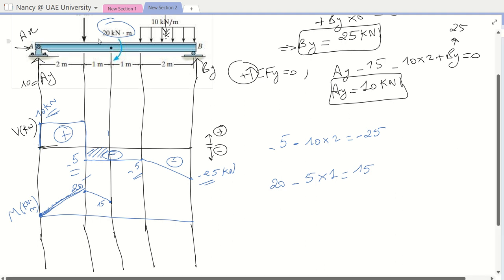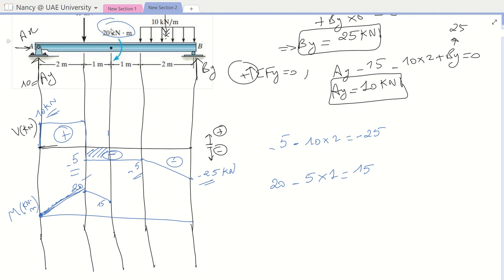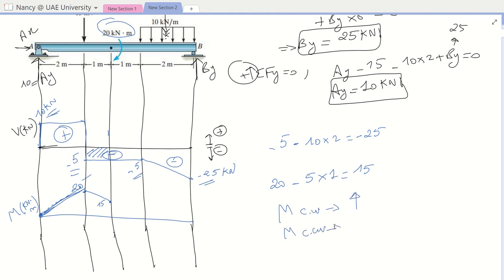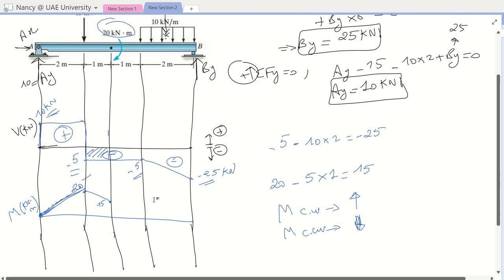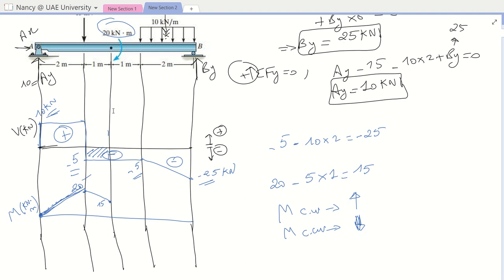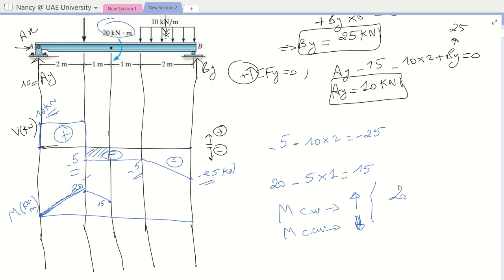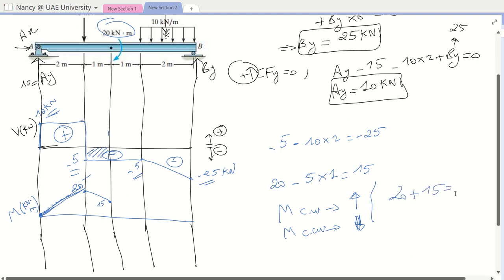Now, here I have a 20 kilonewton dot meter concentrated moment, and this moment is clockwise. If my moment is clockwise, I need to go up. If my moment is counterclockwise, I need to go down. Okay? So in my case here, my moment is clockwise. So I need to go up by 20 kilonewton, which is the value of my concentrated moment. So here I need to do 20 plus 15. I will get 35.